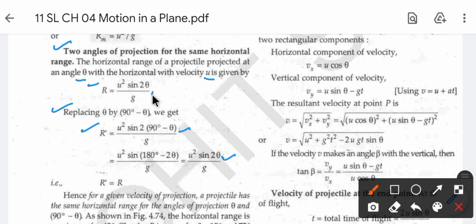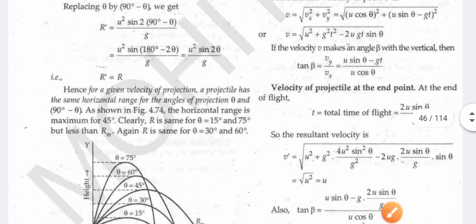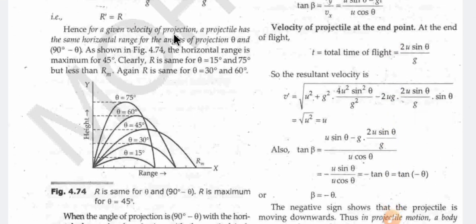So this expression and this expression are the same. So we can say R dash is equal to R. That means when we replace theta by 90 minus theta, the horizontal range becomes equal, that is R dash equals R. So, for a given velocity of projection, a projectile has the same horizontal range for the angles of projection theta and 90 minus theta.